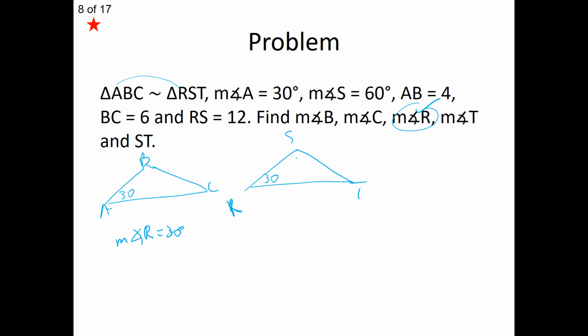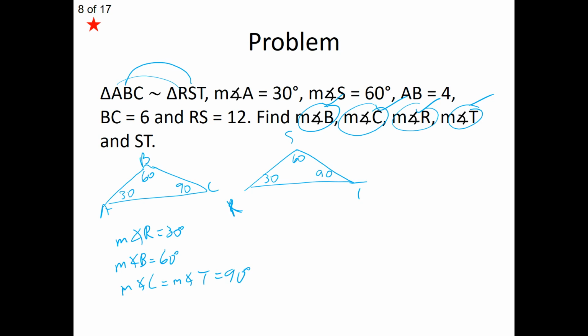I'm also given angle S is 60. Well, angle S corresponds with B, which means angle B is also 60 degrees. So I've got another answer: the measure of angle B equals 60 degrees. Check. Now, since we know all three angles inside a triangle add up to 180 degrees, I can figure out the measure of angle C and the measure of angle T. They're both going to be 90 degrees. The measure of angle C equals the measure of angle T, which is equal to 90 degrees.